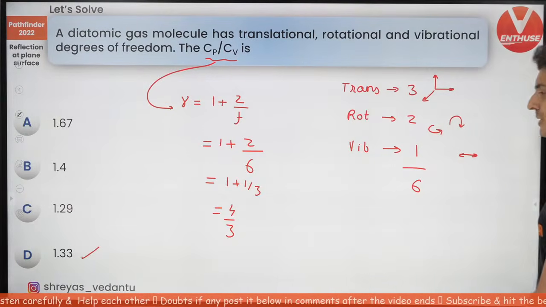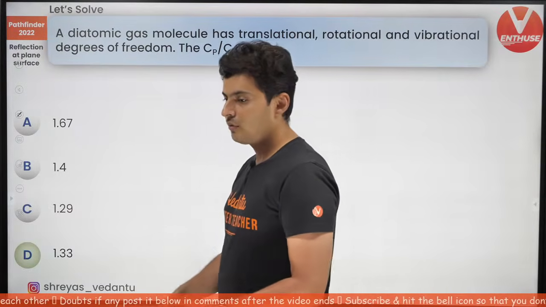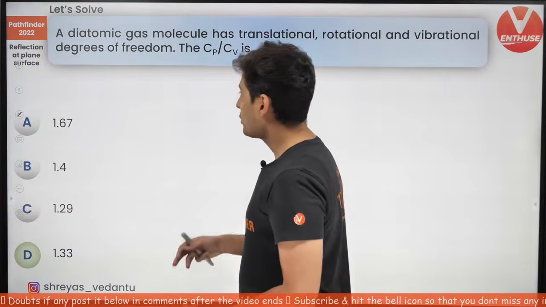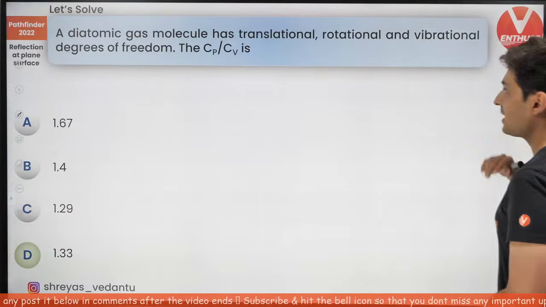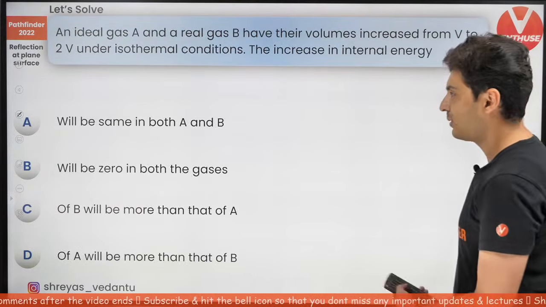Okay, the same gas constant. It comes via the first law of thermodynamics. Very interesting, very important question because it had vibrational degrees of freedom. Many students make a mistake and put it up as 1.67 or something else.